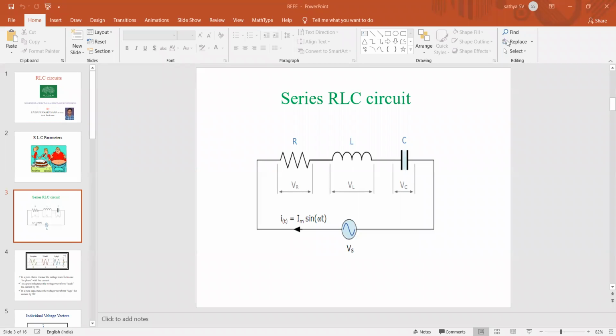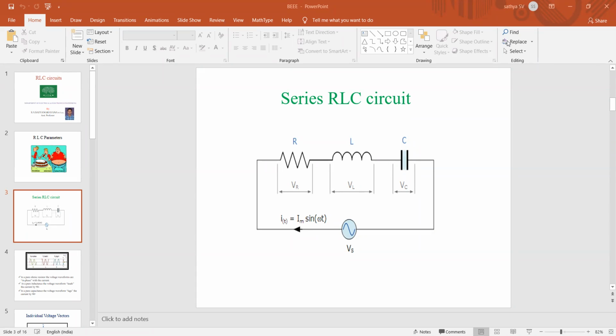Series RLC circuit, or simply you can keep the main heading as RLC circuit excited by sinusoidal source. Under that, series RLC circuit. You have to connect your resistor, inductor, capacitor in series combination across the voltage source, where there is a flow of current i(t) passing through the series connection of resistor, inductor and capacitor, right? So all of you draw the circuit.